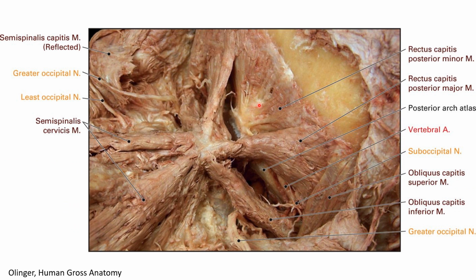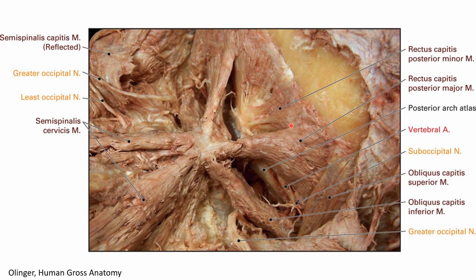This is the same dissection, just taken from a different angle. So what you're seeing here is almost kind of like you're looking at it in an oblique view. This is the inferior nuchal line. This is the posterior tubercle of C1, and the C2 spinous.